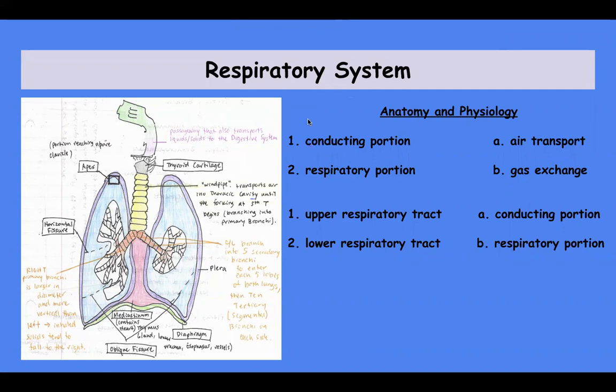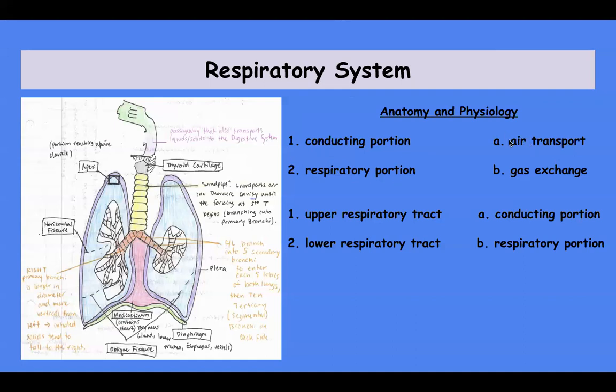So similar to how anatomically we break up the respiratory system into the upper tract and the lower tract, when we think about not just the anatomy, but the functions, we can also identify two main ways that the respiratory system is going to work. We have the conducting portion and we have the respiratory portion. Right here, the conducting portion I have labeled as number 1, and the respiratory portion I have labeled as number 2.